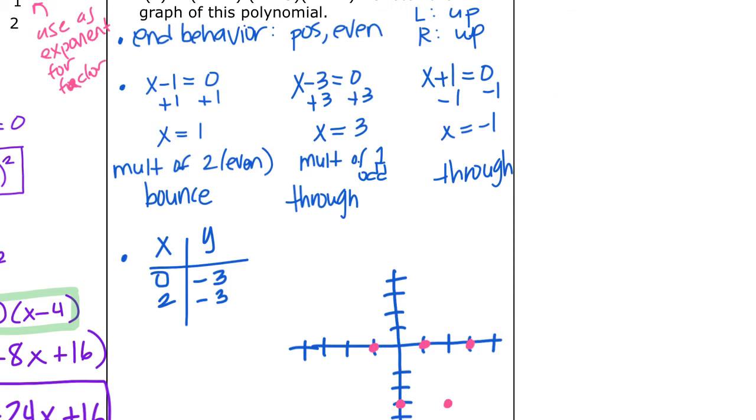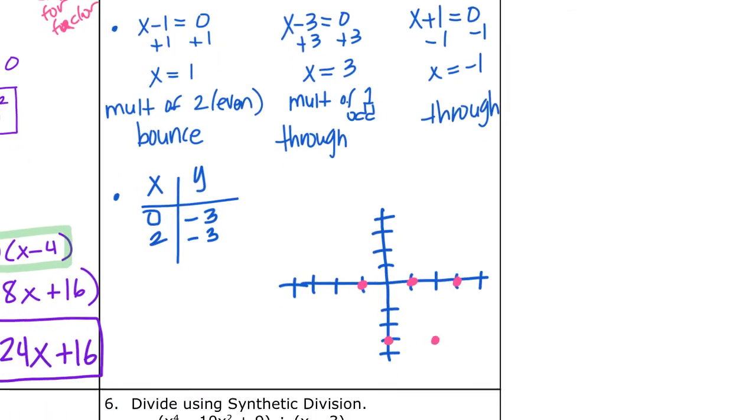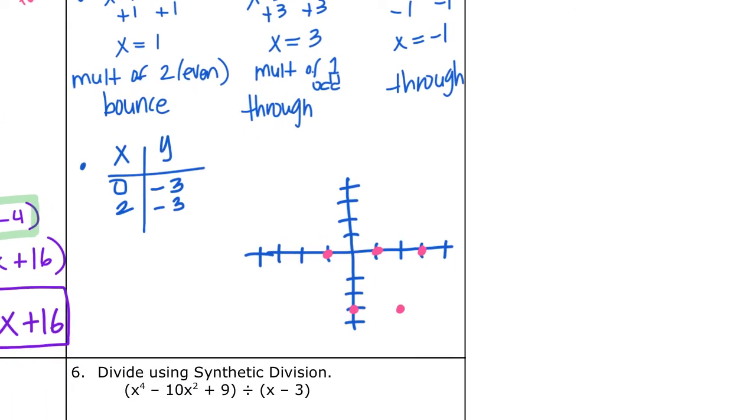Other thing I know is about the multiplicities of these. So at negative 1, which is right here, it's going to go through it. At this one, at positive 1, it's going to bounce. And then at positive 3, it's going to go through. Okay, so now I want to put all this together, and let's see what I can come up with. It would be through, bounce, through. Both sides are pointing up.